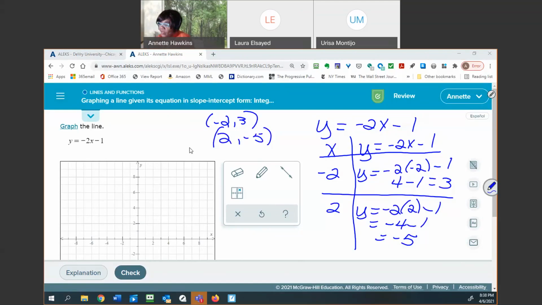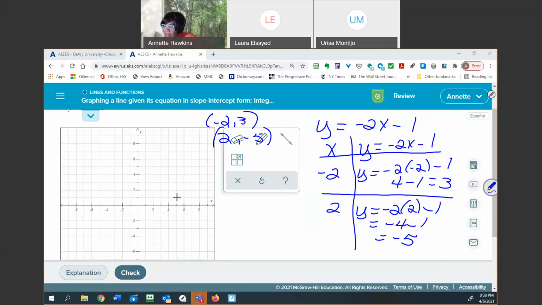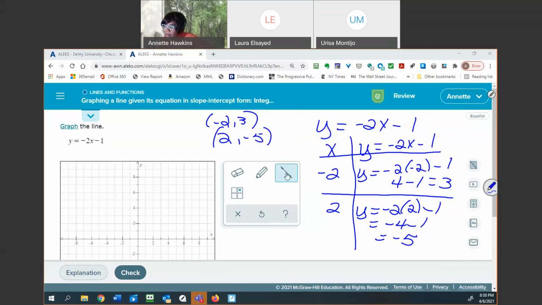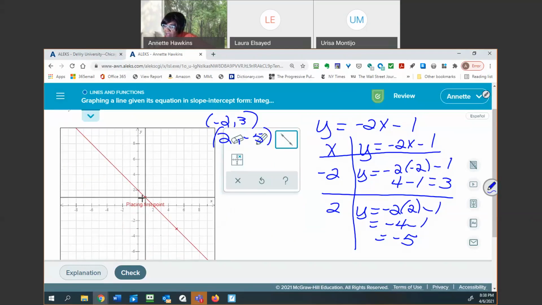Again, why am I using negative 2 and 2? It's just arbitrary. They are some distance apart so that you can see the line. You can use any number you want for x and find y. You just need to get 2 of these points, okay? Okay, so get your line.